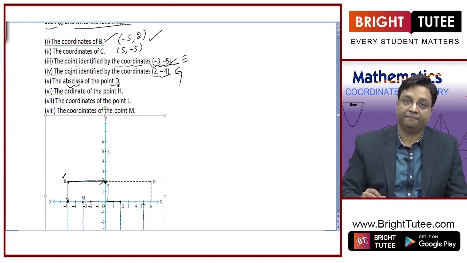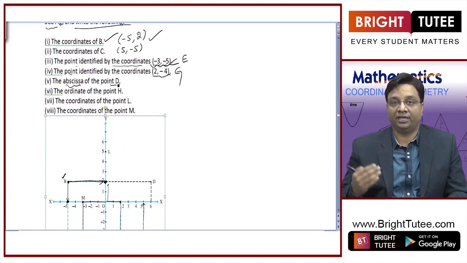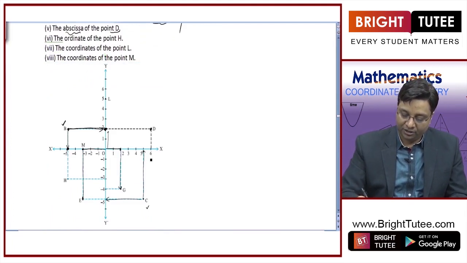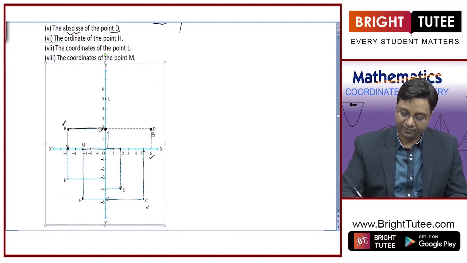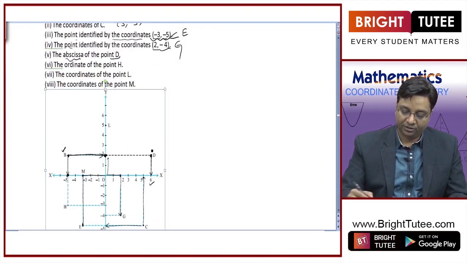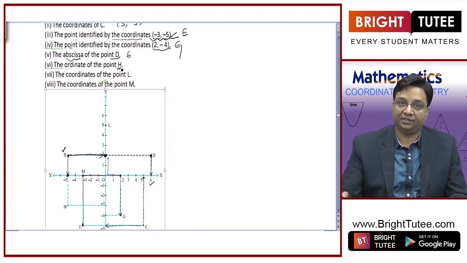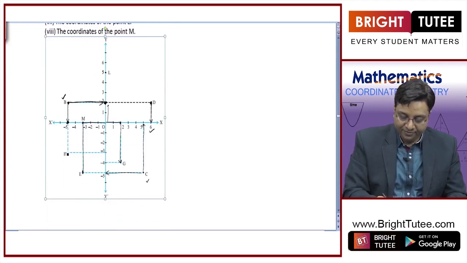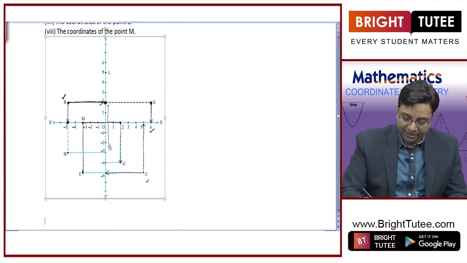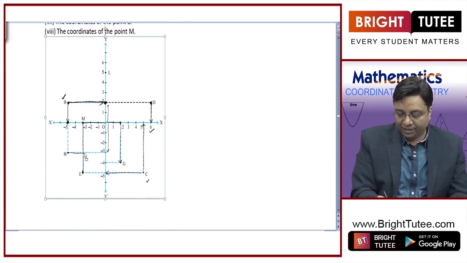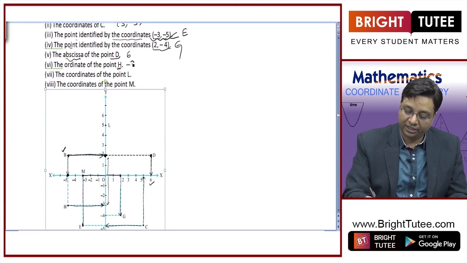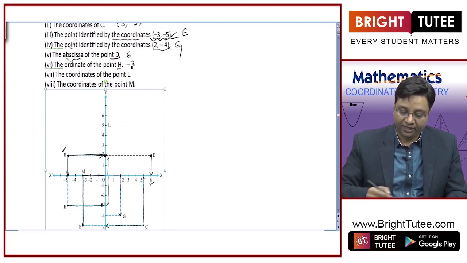Abscissa of point D. So we are looking for the x coordinate of point D. This is point D. What is its x coordinate? It is 6. Right? So the abscissa of point D is 6. Ordinate of point H. Point H will have its y coordinate as -3. Right? This is the y coordinate and this is the ordinate. So the ordinate of point H is -3.